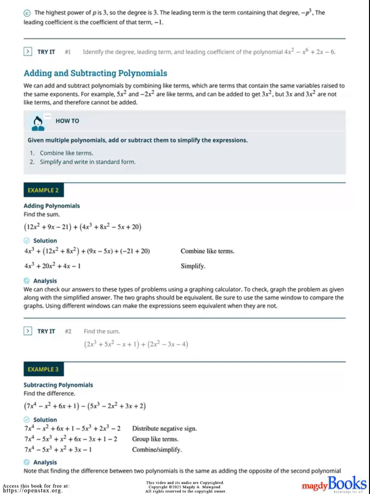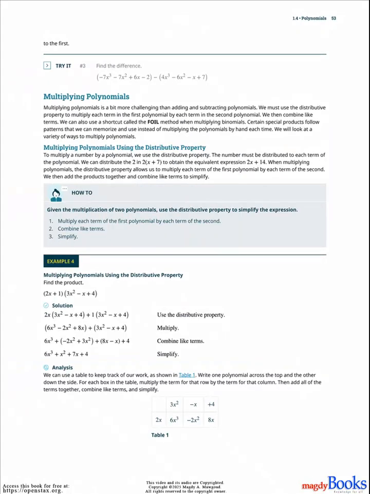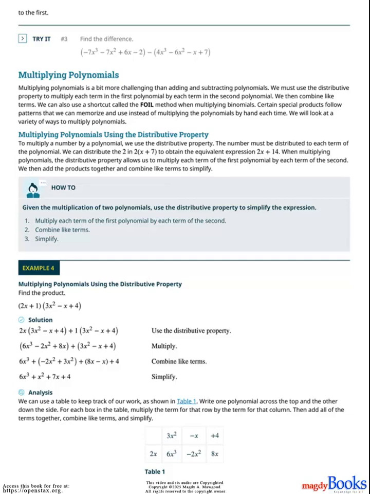Analysis. Note that finding the difference between two polynomials is the same as adding the opposite of the second polynomial to the first. Try it number 3. Find the difference. (negative 7x cubed minus 7x squared plus 6x minus 2) minus (4x cubed minus 6x squared minus x plus 7).